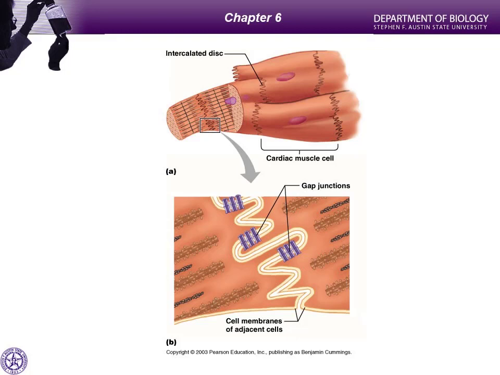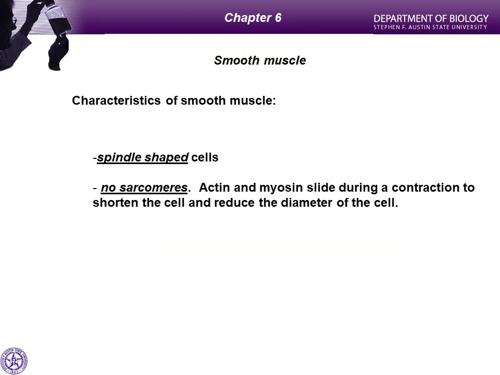Now we're going to do a whole bunch more on heart when we get to chapter 8. So we're going to leave cardiac muscle just right there. And we're going to move on and talk about the third type of muscle, which is smooth muscle. And again, we're going to compare to skeletal muscle when we look at smooth.